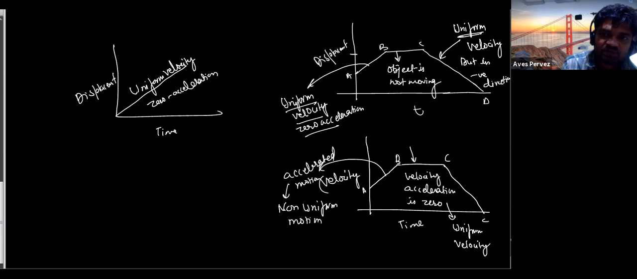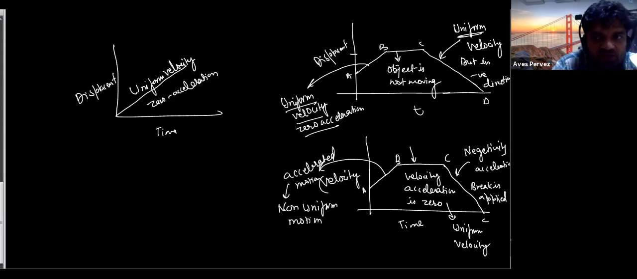Here you find that from B to C, the acceleration is 0. Here it has negative acceleration. Acceleration here means a brake is applied, and velocity is decreasing uniformly. So this is the information that we will learn, and if we continuously practice, these graphs will be fine with us and we will not have any doubt.